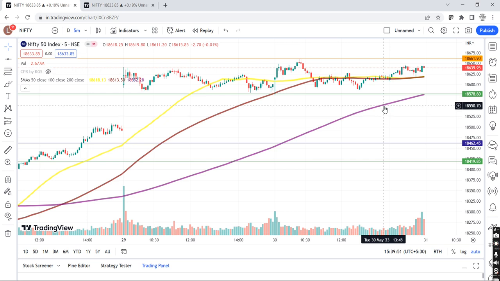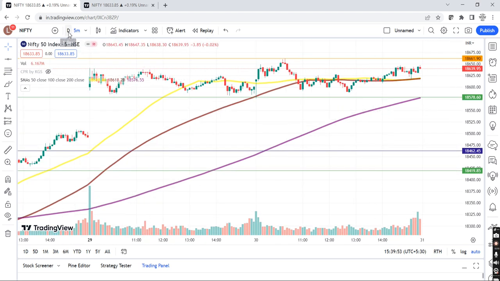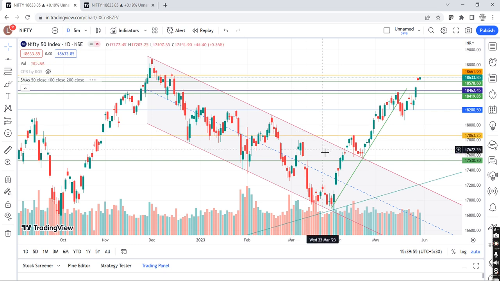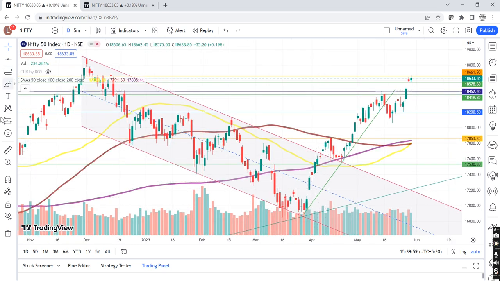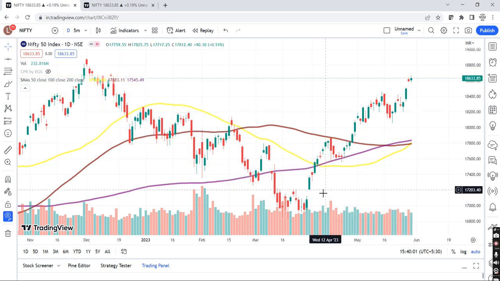Now what further? In order to understand what further, let us come back to the day's frame. And on the day's frame, let me just close all these lines. I've always discussed that whenever we are going in an uptrend, without even retracing, there will come certain days which will go for profit booking or retracement.